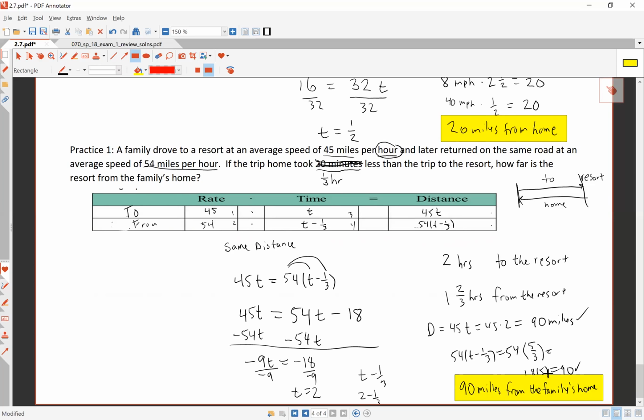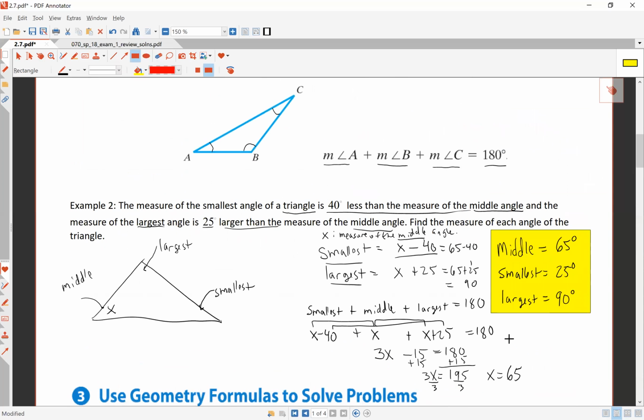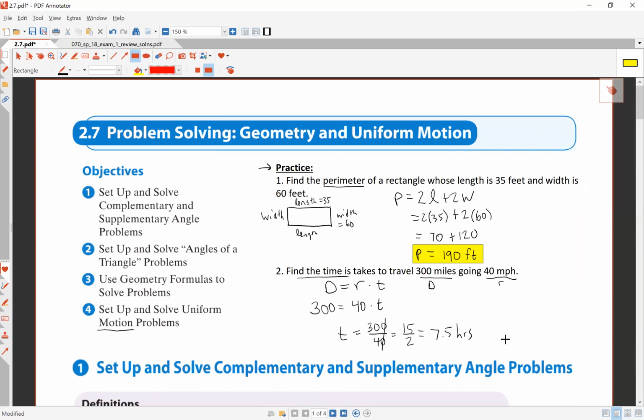All right, this concludes the video for 2.7, Problem Solving, Geometry and Uniform Motion. Objective 4, set up and solve uniform motion problems.